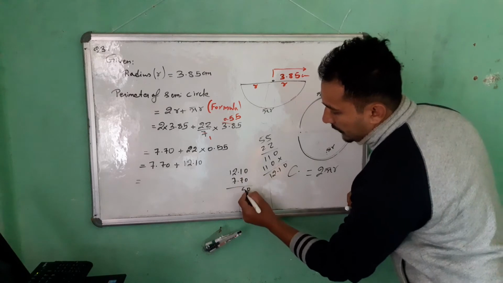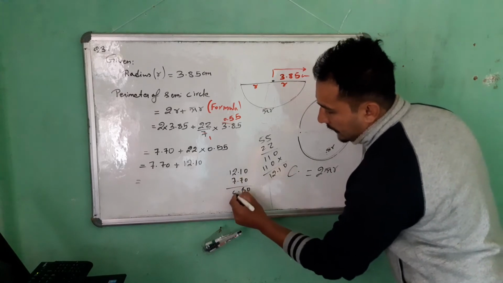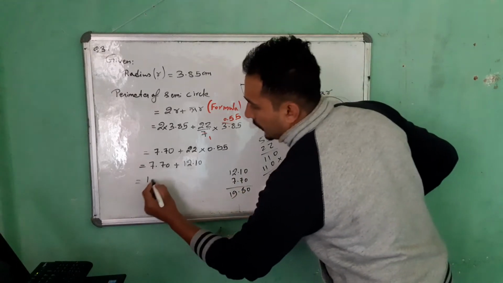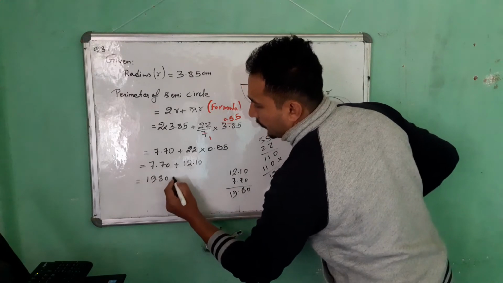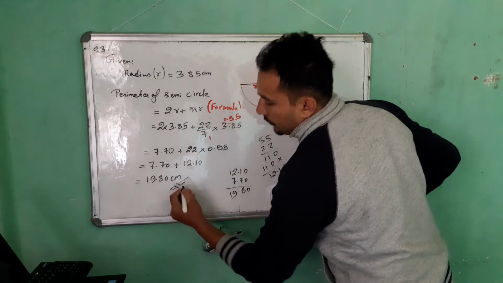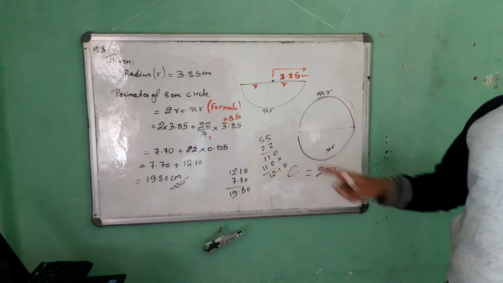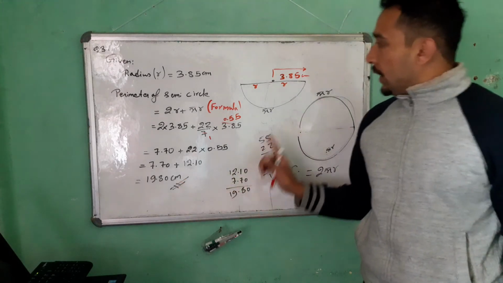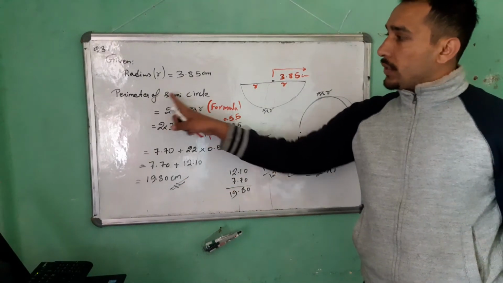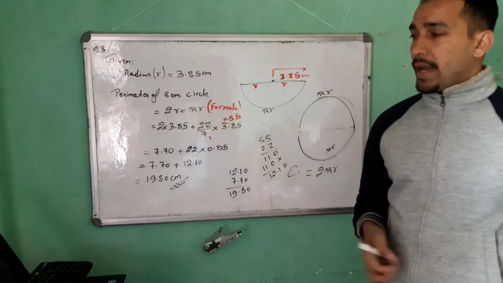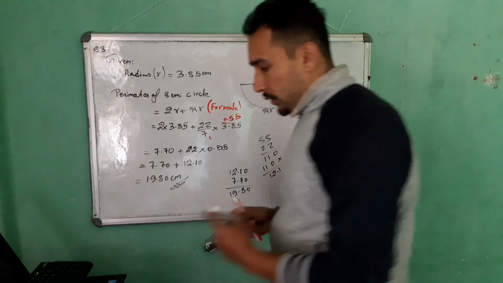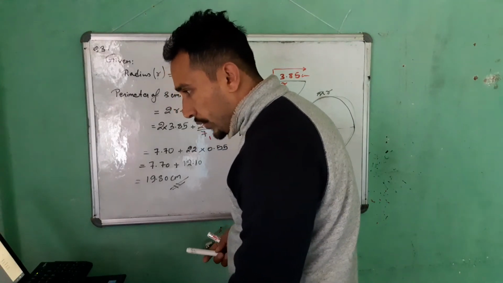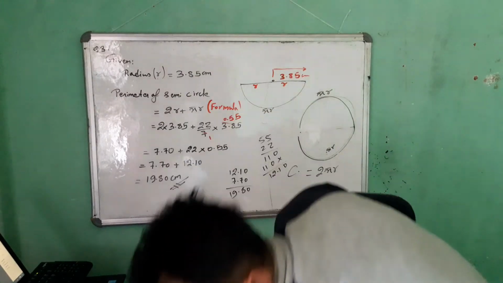0, 7 plus 1 is 8, 7, 8, 9, 1, 19.80. 19.80 centimeter. Perimeter of the semicircle is this. So remember this formula: perimeter of a semicircle is 2r plus pi r. Now let's move on to another question. Question number 4.